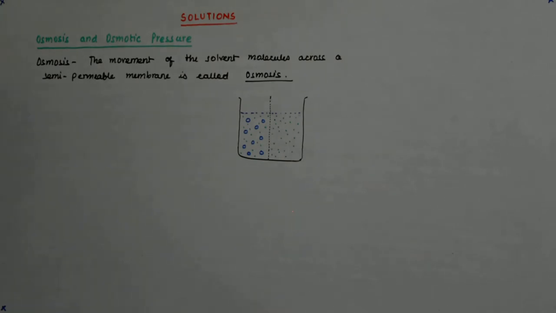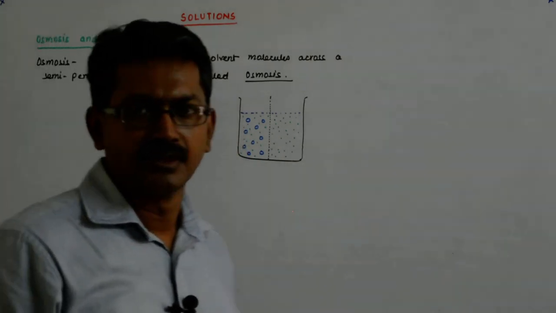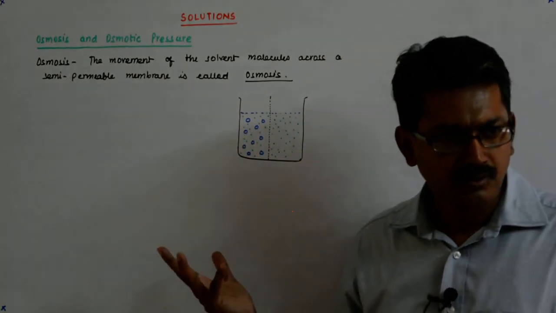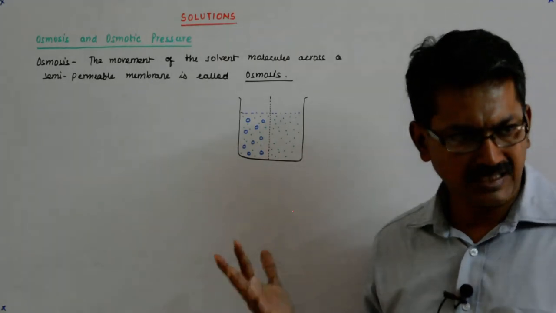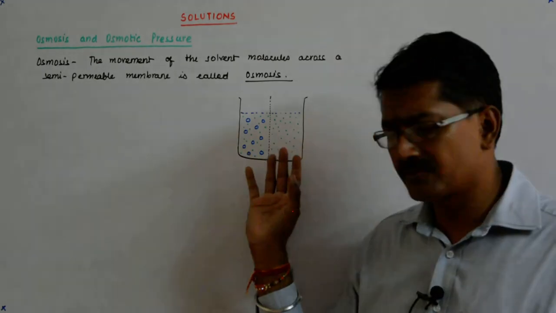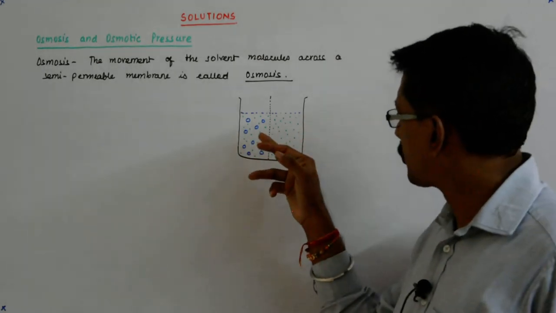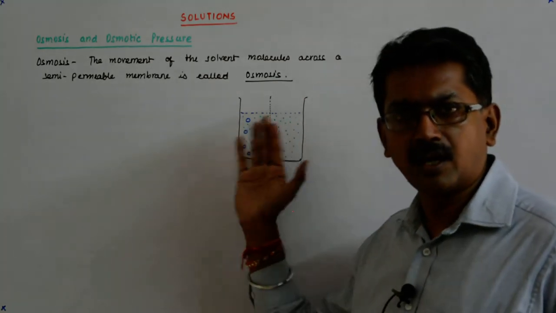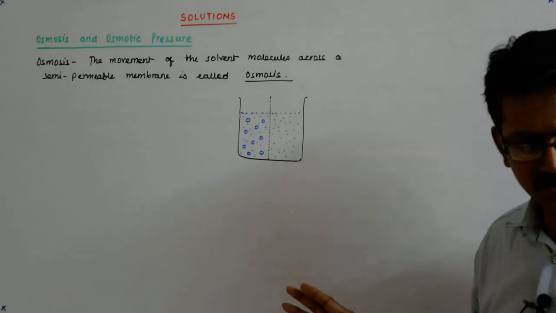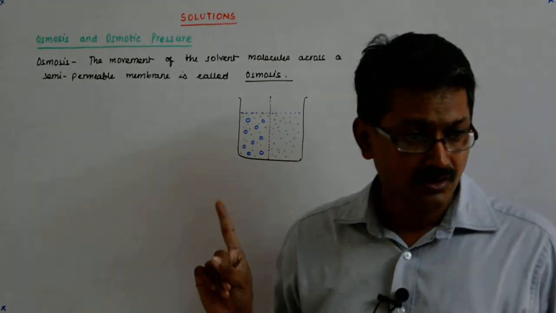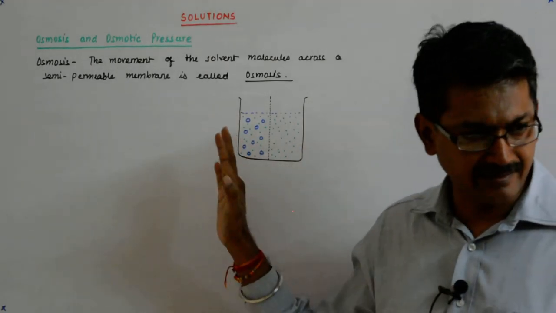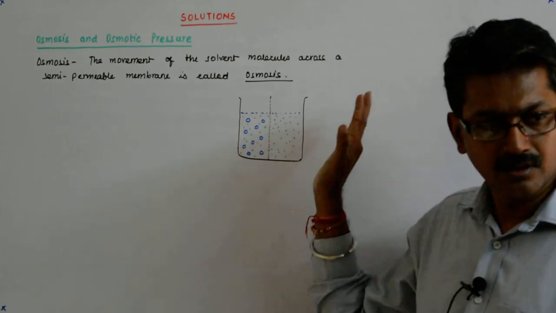Now, what happens? We know the moment this kind of situation presents itself, immediately there will be a flow. The solute molecules cannot flow; they have a tendency to flow, let us be very clear about it, but they are not able to cross due to the small size of the pores. The solvent molecules are able to cross it. So immediately a net flow from the right to the left sets in.